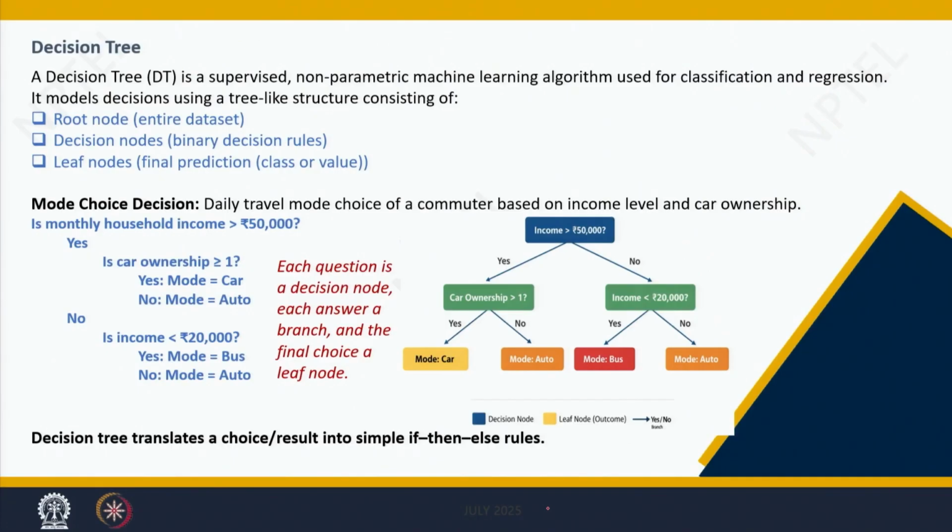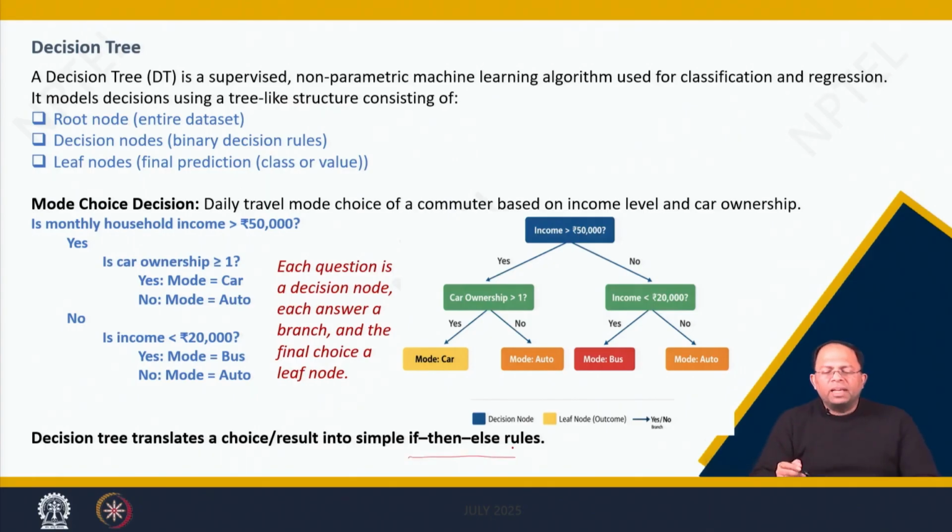So a decision tree is a supervised non-parametric machine learning algorithm, and this is used for mostly classification, but also could be used for regression as well. And what it does is it models decisions using a tree-like structure, as you can see in this particular image. So this tree actually translates a particular choice or a result into simple if-then-else rules.